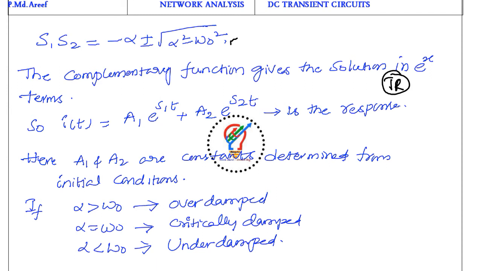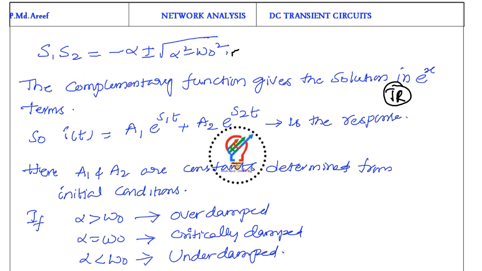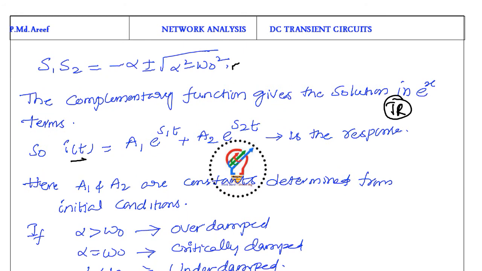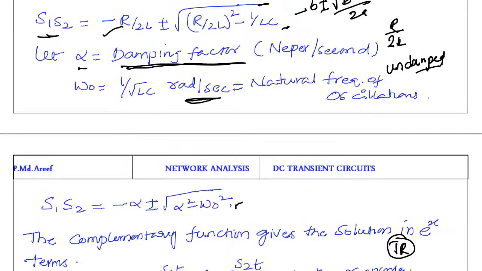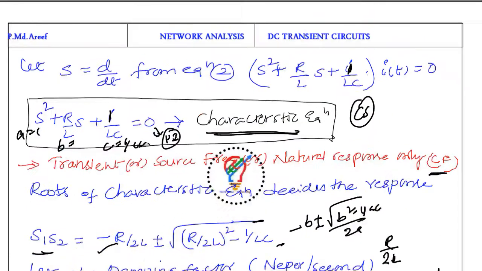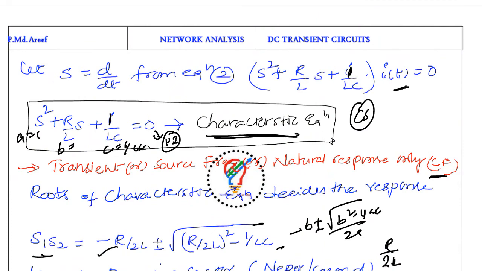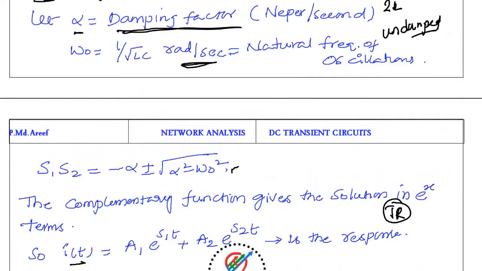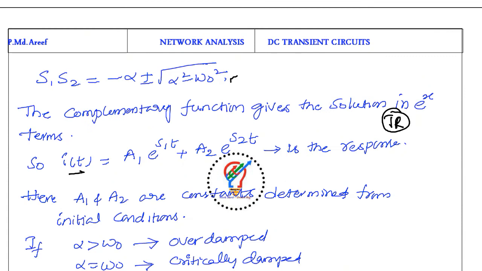So after 5 time constants exactly, the response changes from its transient state to steady state. So here the equation i(t) can be written as a1 into e power s1t plus a2 into e power s2t is the response. How we got this: if you solve this equation, you will get the response in terms of a1 into e power s1t plus a2 into e power s2t.